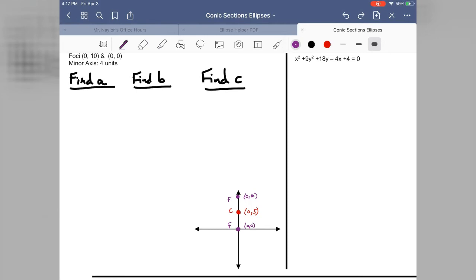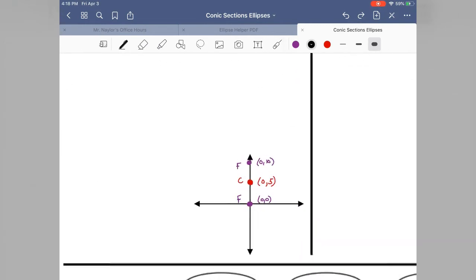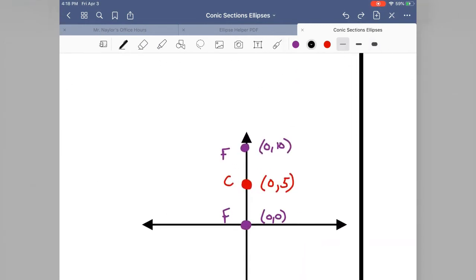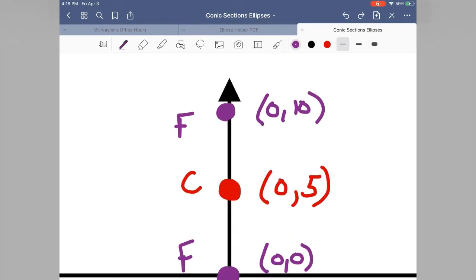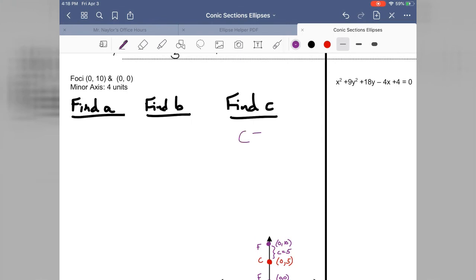Really, a lot of this boils down to finding a, b, and c. We just have to take what we're given and realize how that can help us to get a, b, and c. Now, c is known by this distance that is from the center to a foci. So we can quickly conclude that c equals 5. It's just kind of a visual thing. That's all I would do with that.